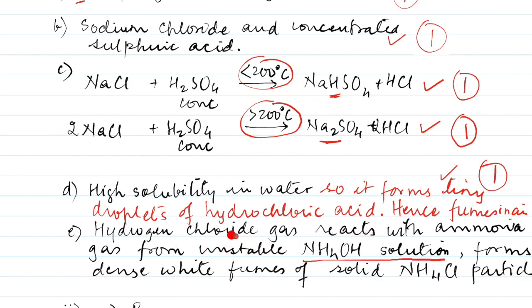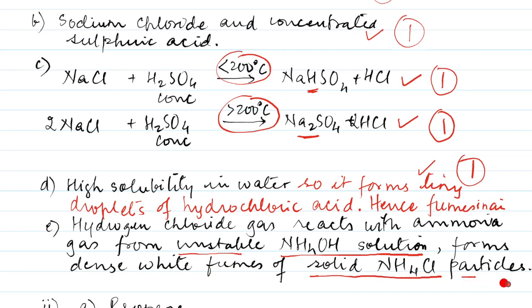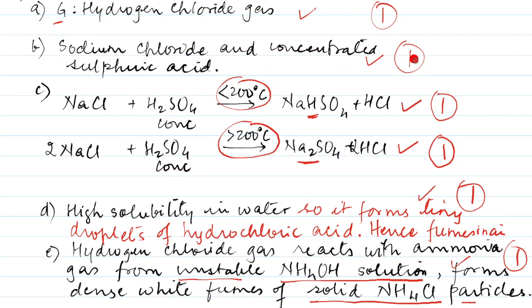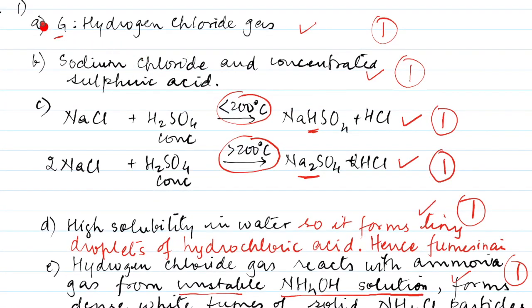Now last one, when hydrogen chloride gas reacts with ammonium hydroxide solution. So we write it as hydrogen chloride gas reacts with ammonia gas from unstable NH4OH solution, and it forms dense white fumes of solid ammonium chloride particles. Okay, now that will give us again 1 more mark. So we have 1, 2, 3, 4, 5, 6 marks here in our first part.